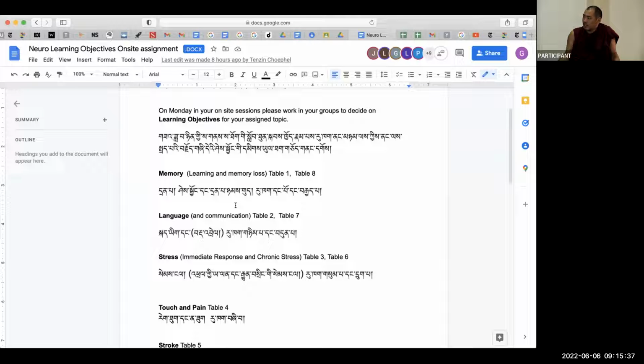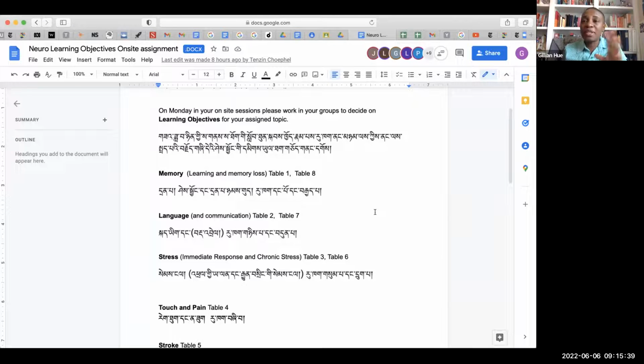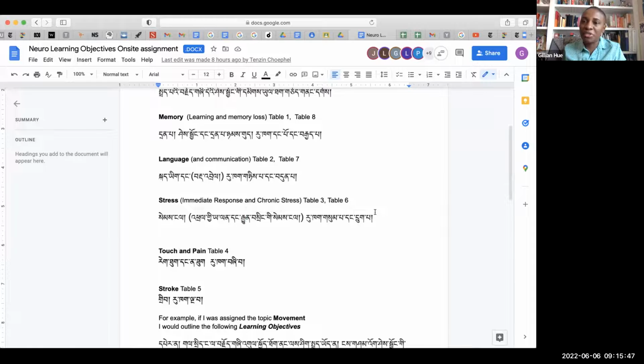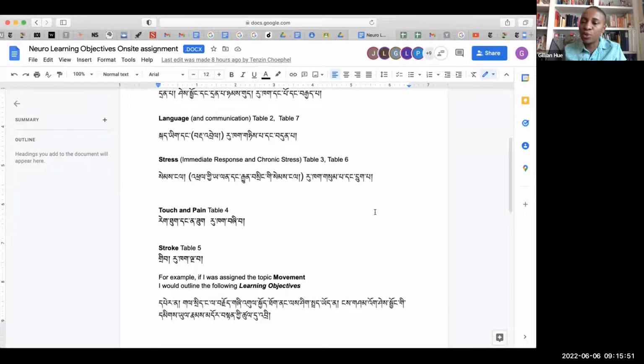So for the rest of the time in this first session, I would like to take volunteers from the tables to describe what you outlined as your learning objectives and give a reason for why you chose those. And then we can talk about if you have the tools and the resources to teach about those topics.